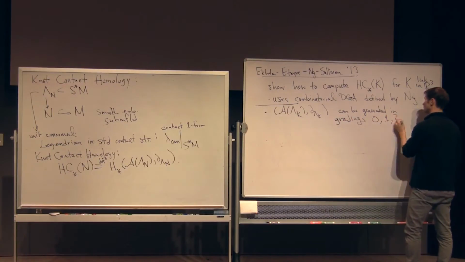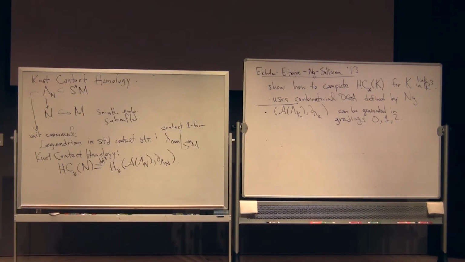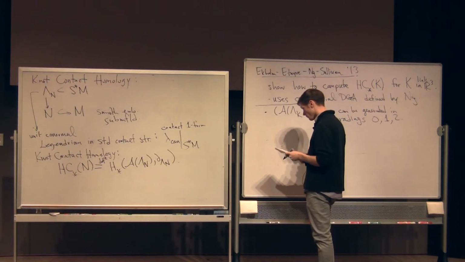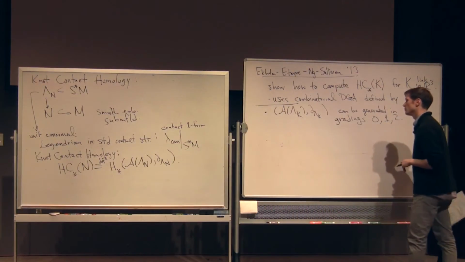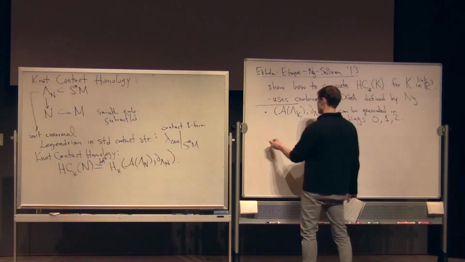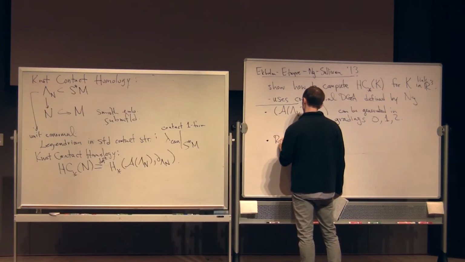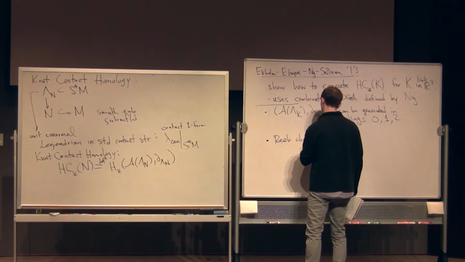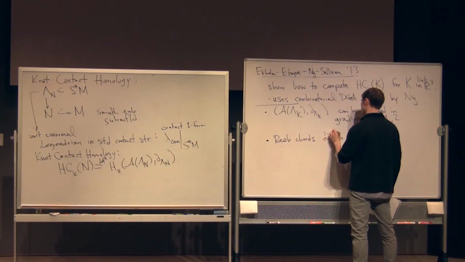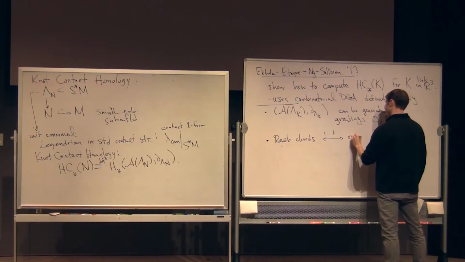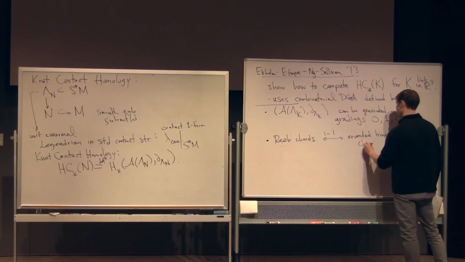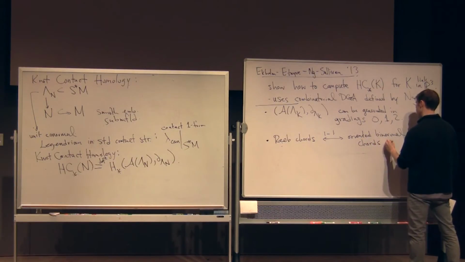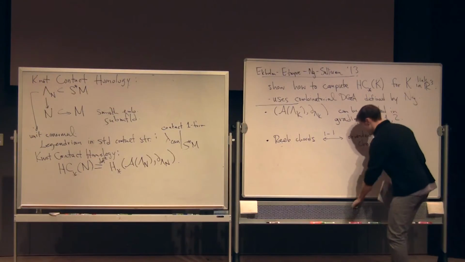You can have generators in grading 0, 1, and 2. Also, because of the niceness of the contact one-form, the Reeb chords are actually in bijective correspondence to oriented binormal chords of K. So what's meant by that?